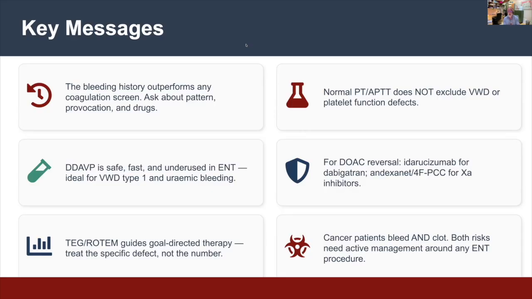Cancer patients bleed and clot. They have the double whammy of bleeding and thrombosis. Both risks need active management around any ENT procedure.